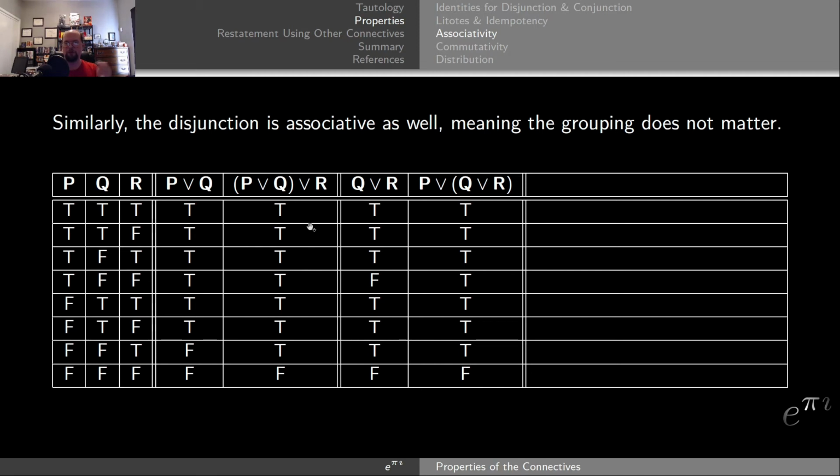If you compare this column with this column, they are identical. So if I look at the equivalence, I have true equivalent to true is a true statement all the way down the road, and then false equivalent to false is again a true statement. This is now a tautology, which shows that the disjunction is indeed associative, the same way the conjunction was.